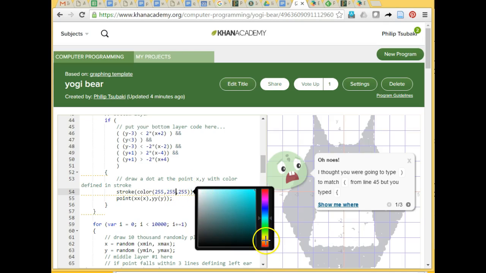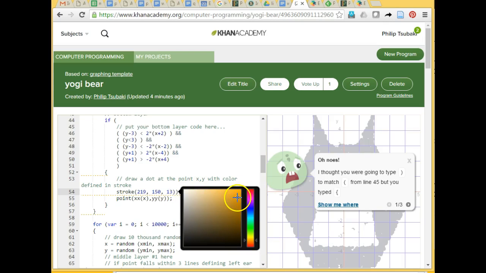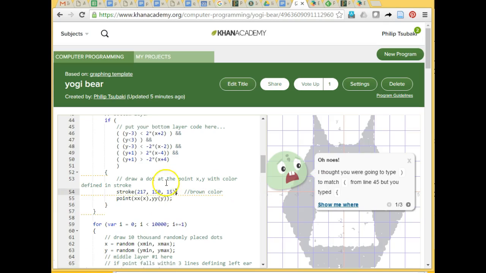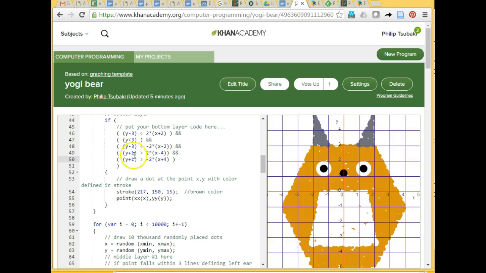Okay, let me try that again. I kind of ruined it. It's complaining because I didn't put a parentheses here. So you always have to have all the parentheses matched up. So I have this parentheses matched with this one, this one with this one, and so on. So now you can see that I have made the back of the Yogi Bear face. Okay, and then you just continue on with each of the other layers.